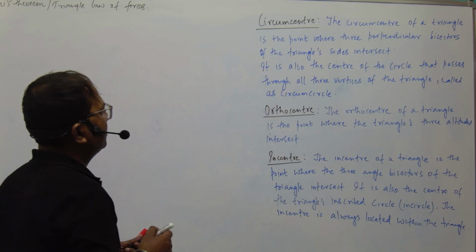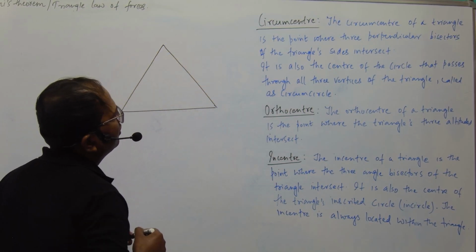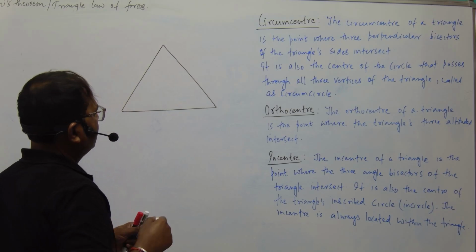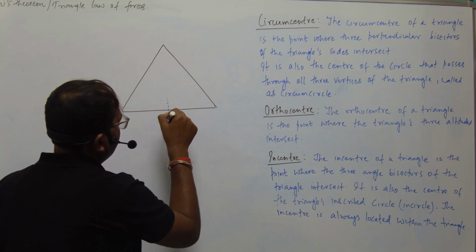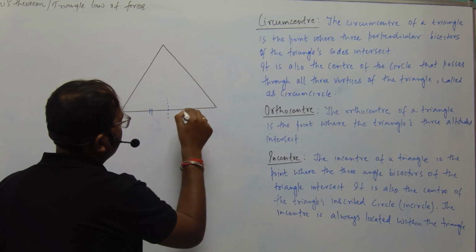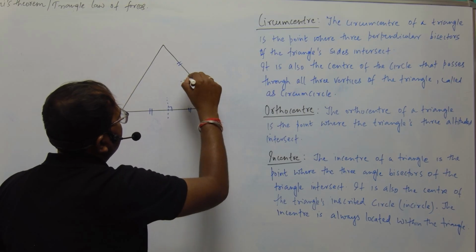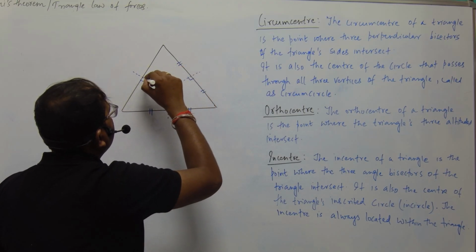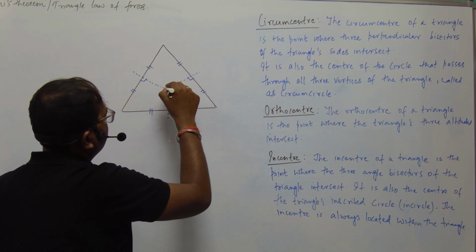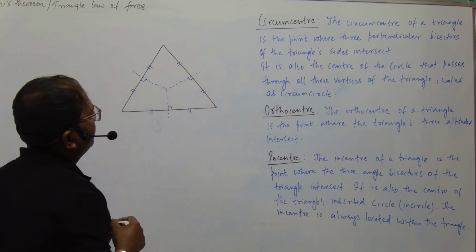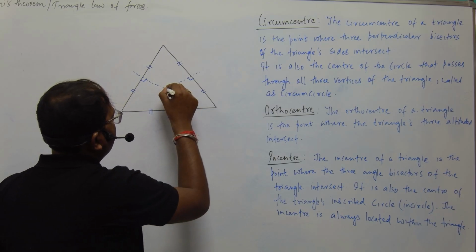So we have a triangle like this, and we have the perpendicular bisectors. Let us draw them. A perpendicular bisector divides the side into two parts. Similarly this one also divides its side into two parts. These are the perpendicular bisectors. The point where these perpendicular bisectors intersect is known as the circumcenter. So this is our circumcenter.